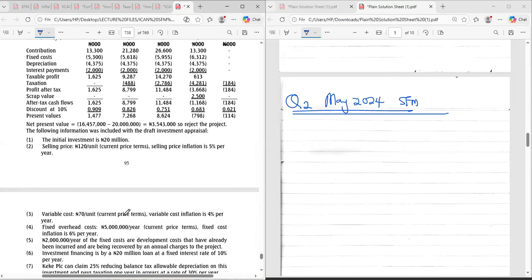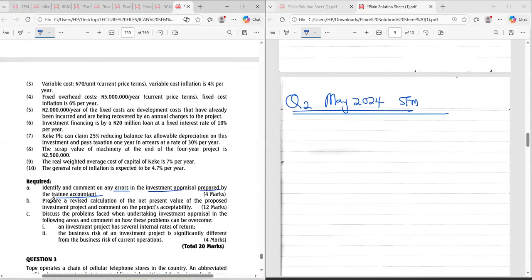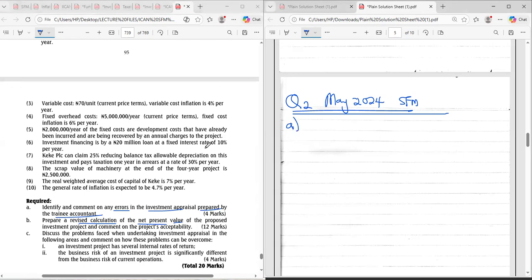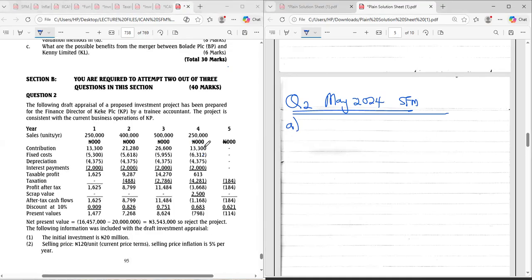Then in the B part, we are told to prepare a revised calculation of the what? Net present value. Because we have been able to identify the errors, we should be able to draft a new, corrected NPV. That's what we're going to do. So for number 1, let's look at the A part. Stay with me, please.